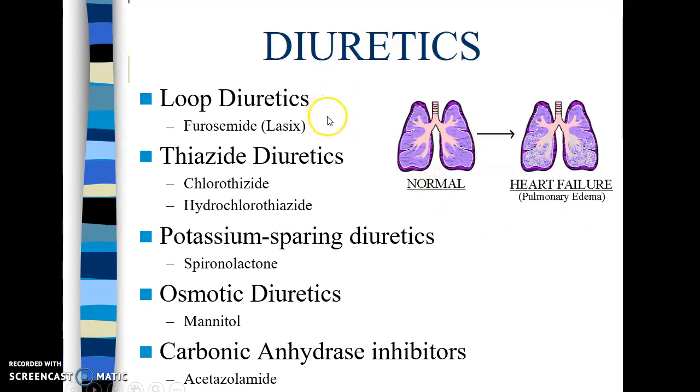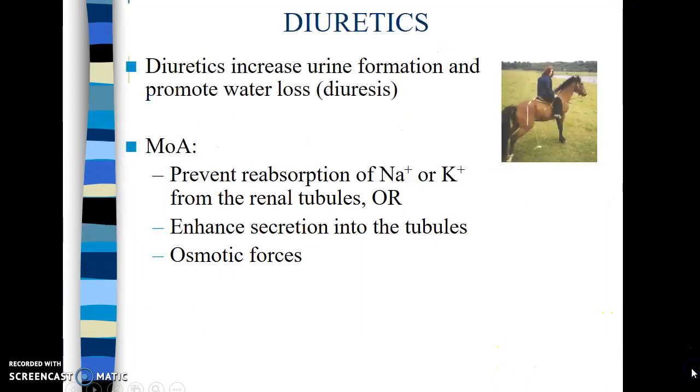So there's several different types of diuretics we're going to talk about. Loop diuretics, thiazide diuretics, and potassium-sparing diuretics. These are the ones that are used in cardiac disease. And then these other two, osmotic and carbonic anhydrase inhibitors, are ones that are used with disease not associated with the heart.